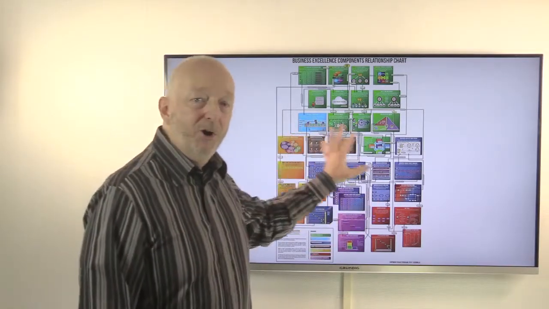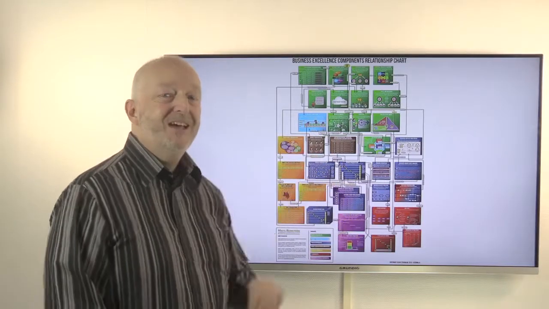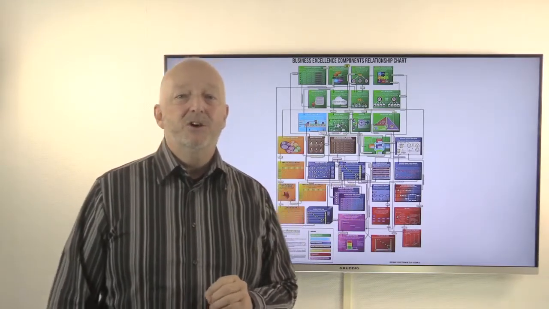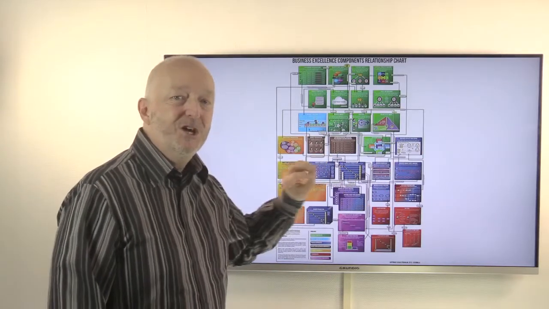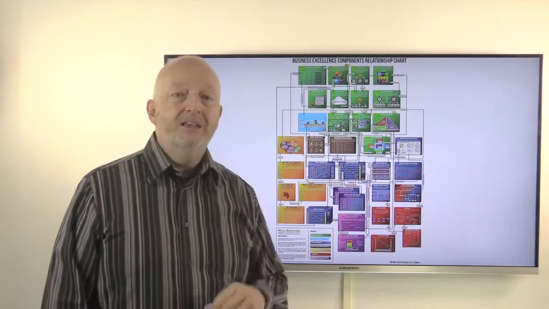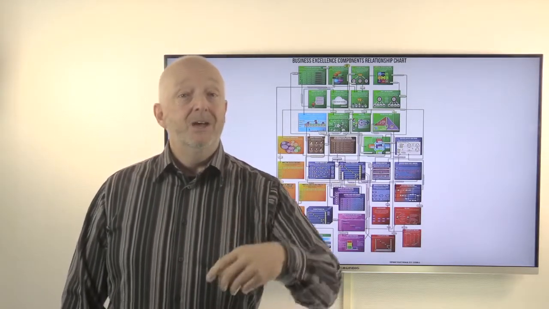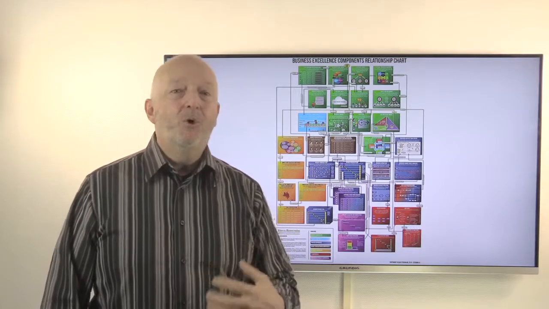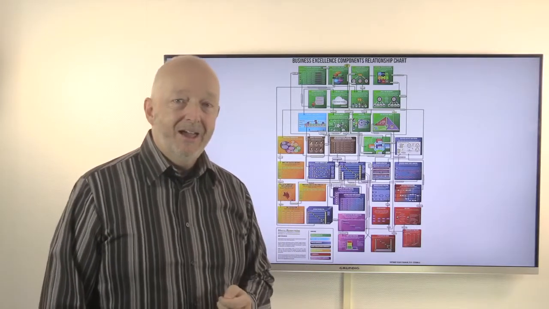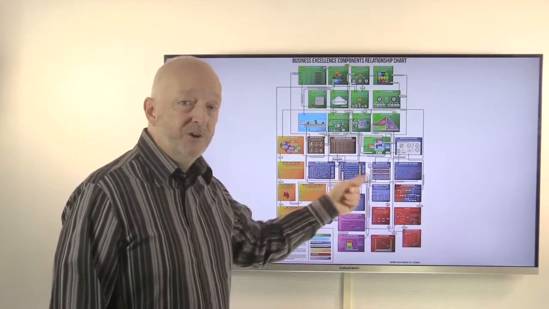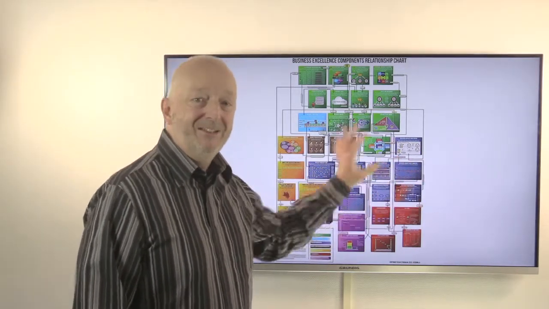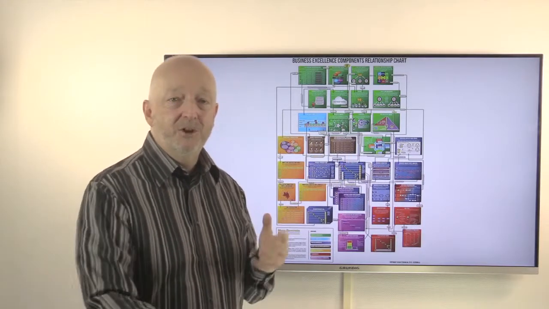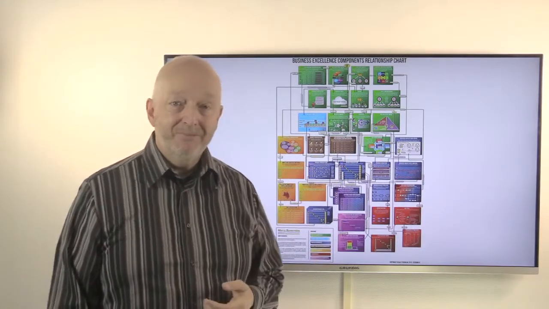Welcome back to the series where I go through a lot of these components, or actually all of these components that I have in the Business Excellence Components Relationship Chart, the long name for this poster, showing all the components that you need to understand and need to work with within your organization in order to be successful. And it also shows the relationship between them. So they're not just lying there by themselves, they're actually connected to each other.